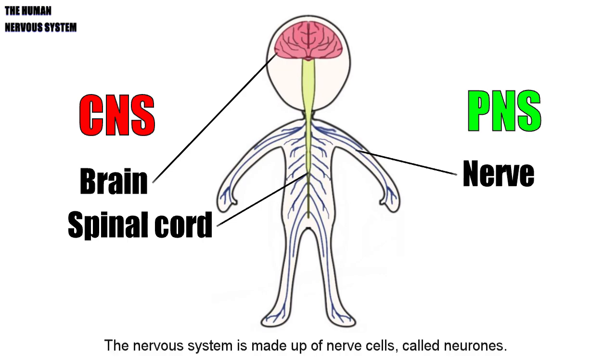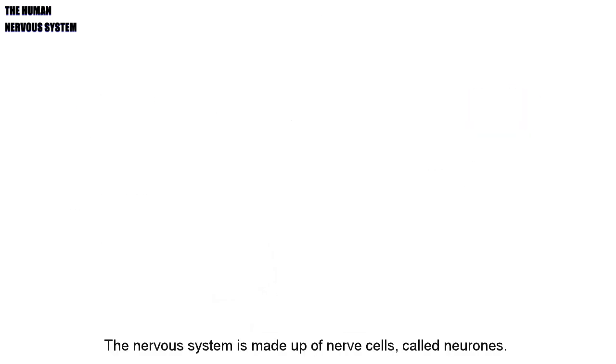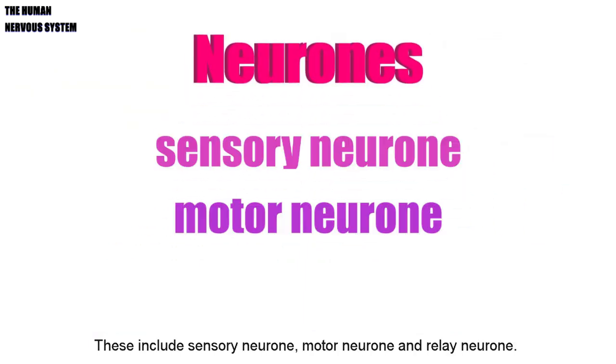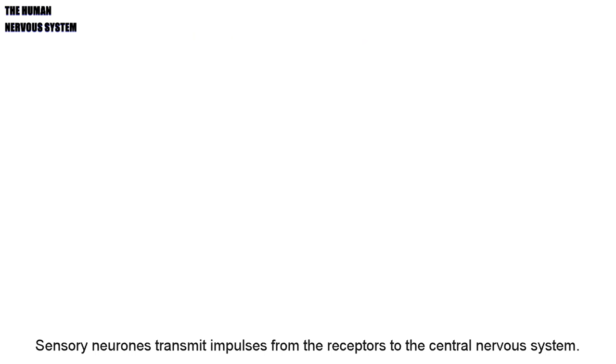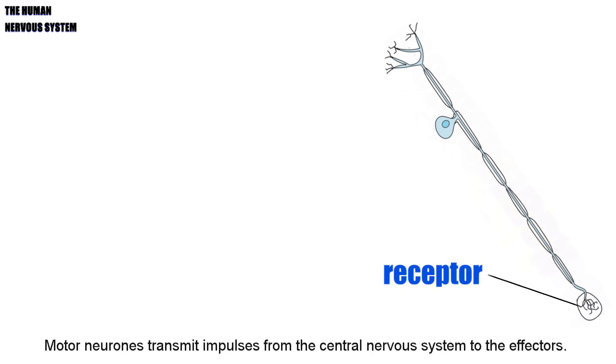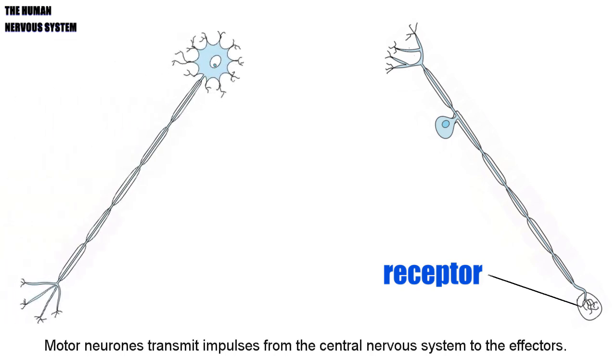The nervous system is made up of nerve cells called neurons. These include sensory neurons, motor neurons, and relay neurons. Sensory neurons transmit impulses from the receptors to the central nervous system. Motor neurons transmit impulses from the central nervous system to the effectors.